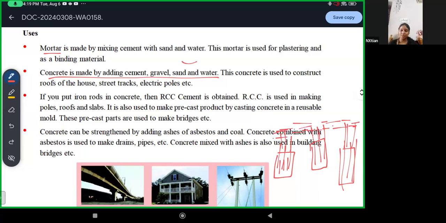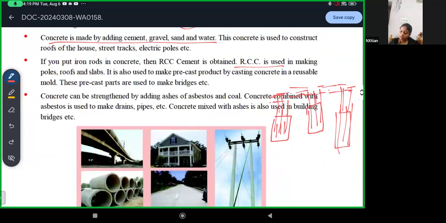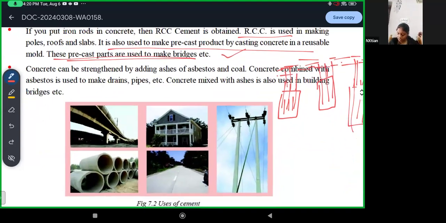I remember even in our house, RCC was done. When our first floor was being made, they made poles first. Concrete and iron poles they made to support the roof, to make the first floor. Before making the first floor, they did RCC. It's also used to make precast products by casting concrete in a reusable mold. They can put it into molds to make fridges also.